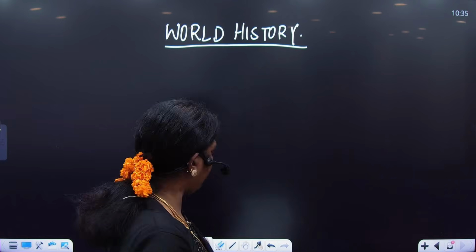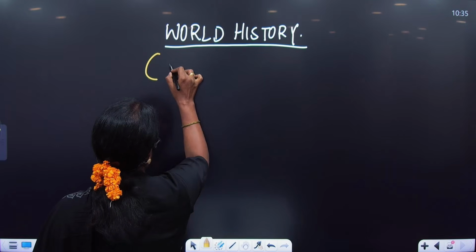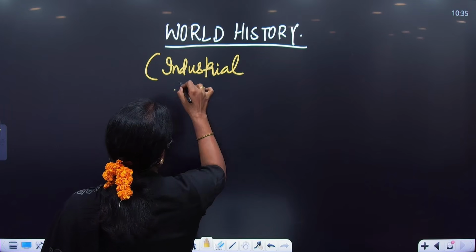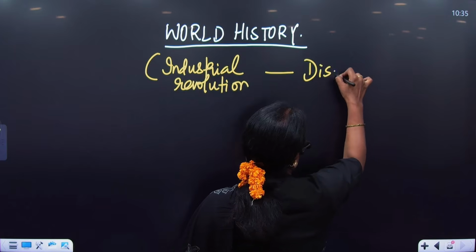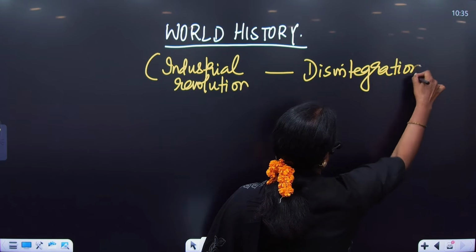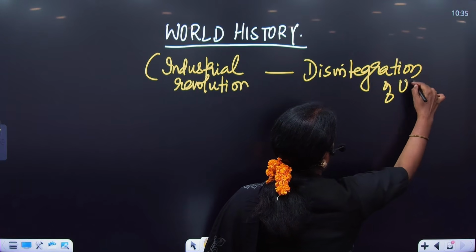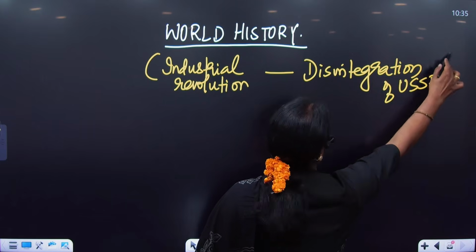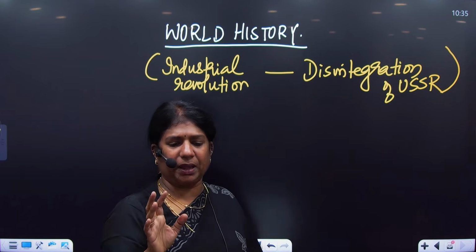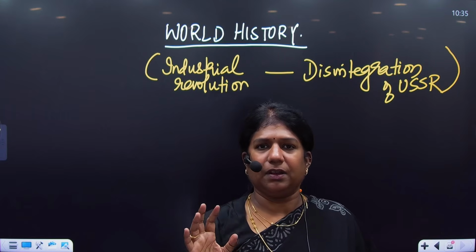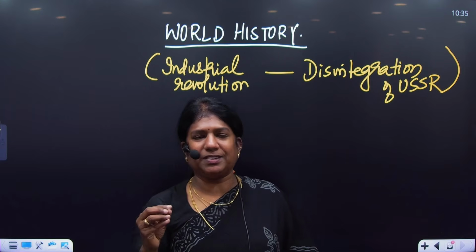What is the syllabus of world history? To begin with, world history begins with the Industrial Revolution and it ends with the disintegration of the Soviet Union, or you can say USSR. This is our syllabus. Whenever you study any particular topic, first know the syllabus. Whatever subjects you study, know the syllabus.